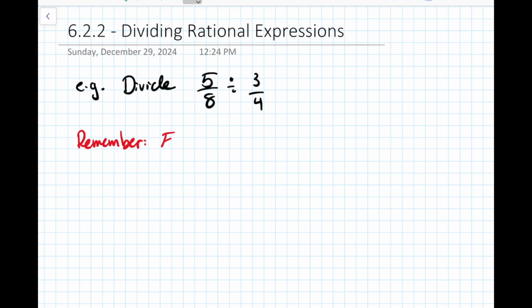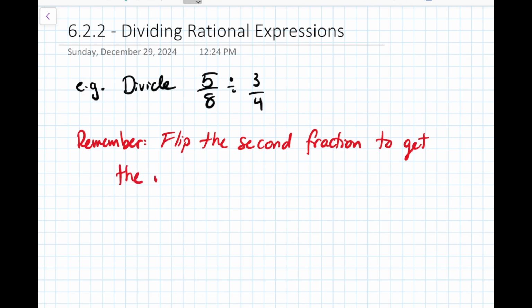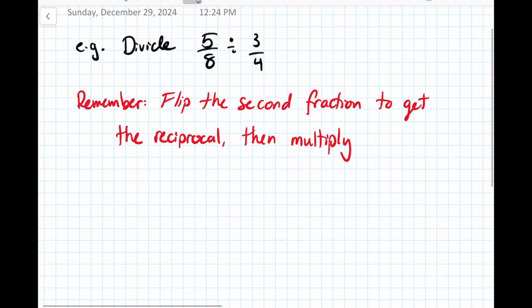So to divide fractions, all you do is you take the second fraction, you flip it to get the reciprocal. So that's a vocab word that you might have forgotten. And then once you've got the reciprocal, all you really have to do is multiply. So you flip the second fraction to get the reciprocal, and then multiply what you've got left. So if you know how to multiply fractions, you already know how to divide them. And the same thing goes with rational expressions. If you know how to multiply rational expressions, then you've already got division down.